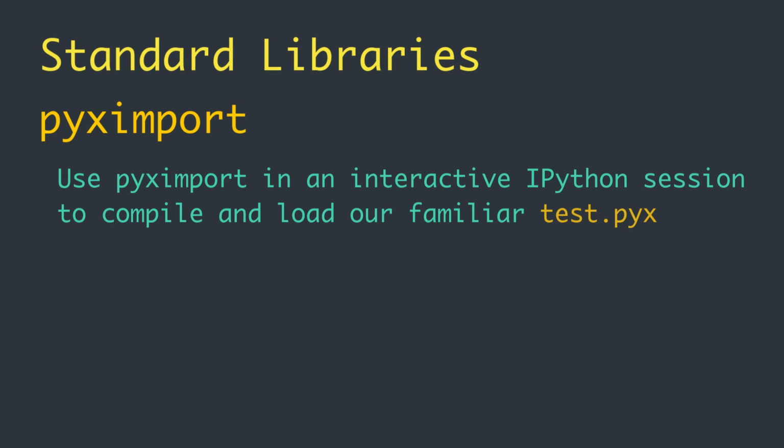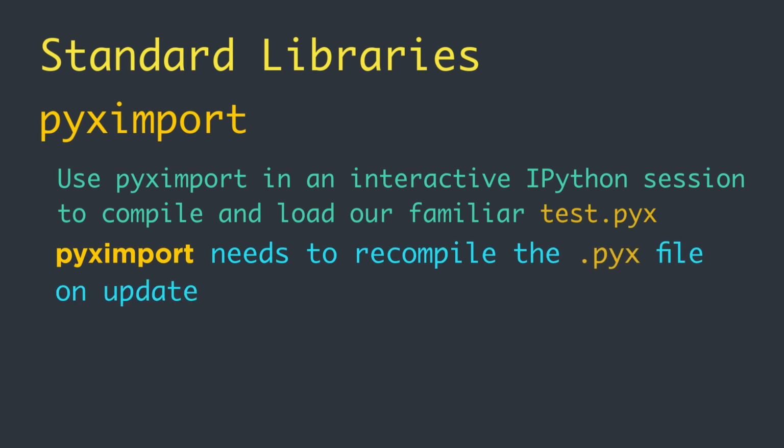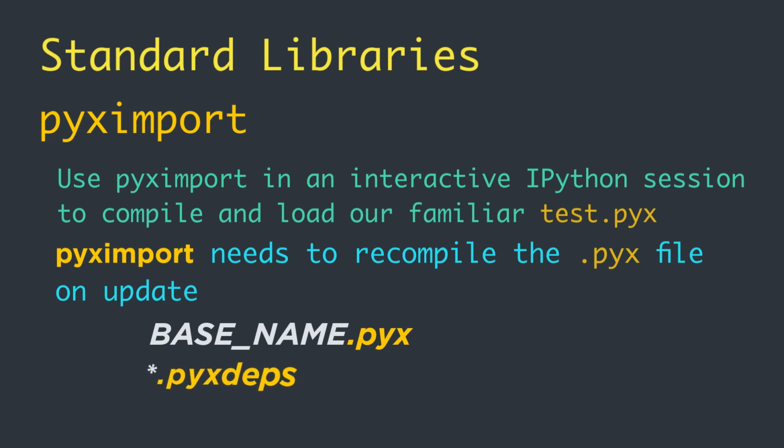The pyximport package also handles more complex use cases. In this case, pyximport needs to recompile the .pyx file if any of its dependencies have been updated. To enable this functionality, we add a file with the same base name as the .pyx source file and with the .pyxdeps extension in the same directory as the Cython source file. It should contain a listing of files that the .pyx file depends on, one file per line. These files can be in other directories relative to the directory of the .pyxdeps file. The entries can also be glob patterns that match multiple files at once.